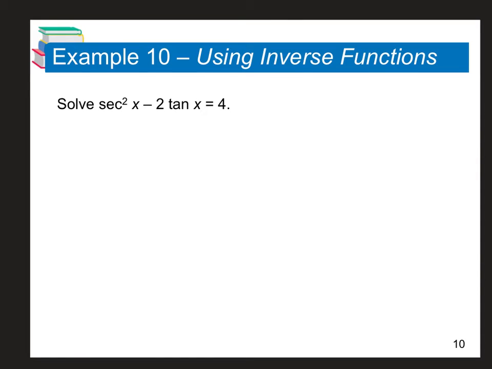All right, example 10. What do you think we need to do here? We have a secant squared and tangent. So we want to get everything to be the same trig function. So what can we do?